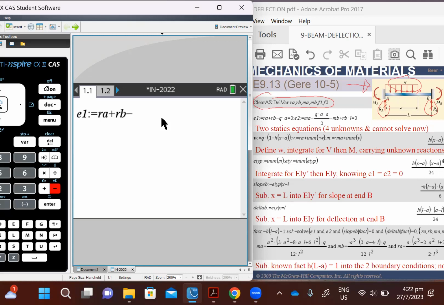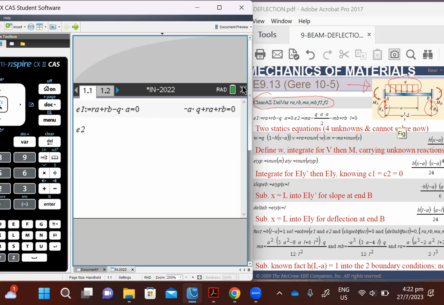minus Q newtons per meter times A meters. So Q times A. Don't forget the multiplication sign. Equals 0. Okay, that's my force equilibrium.